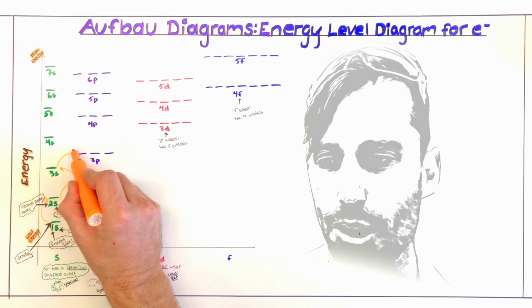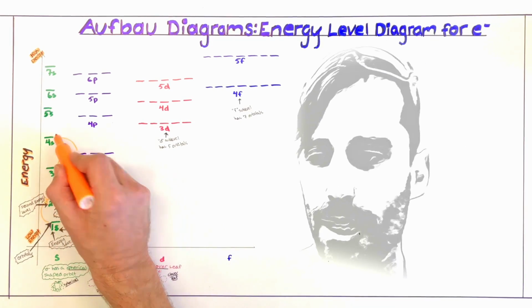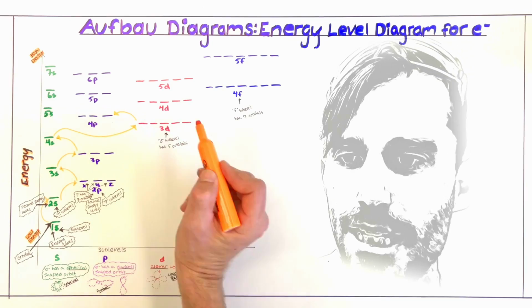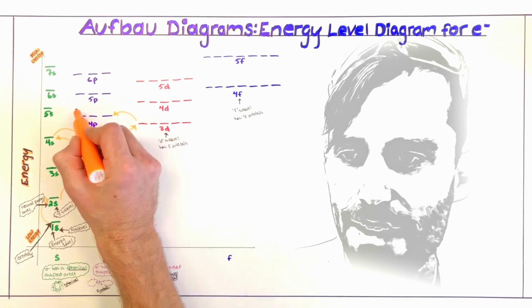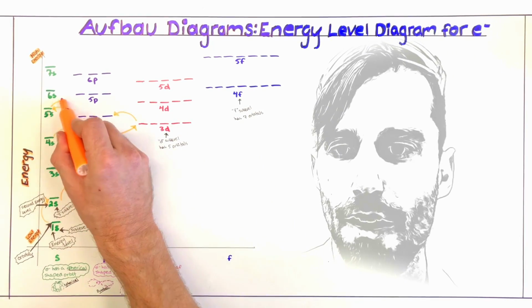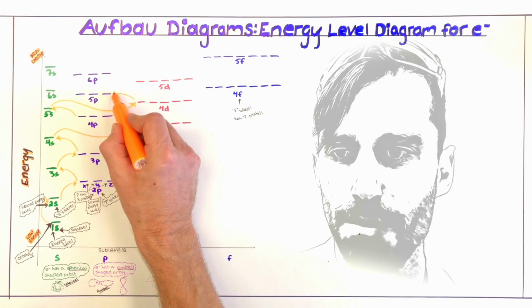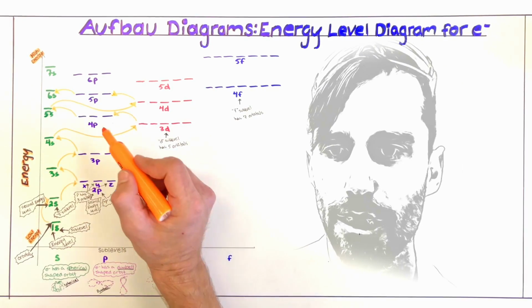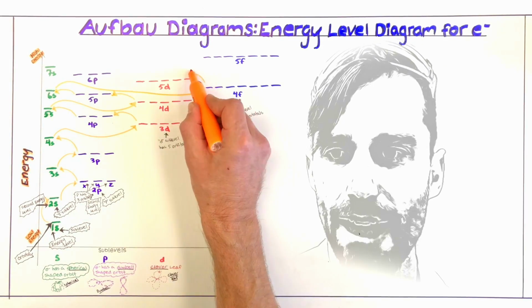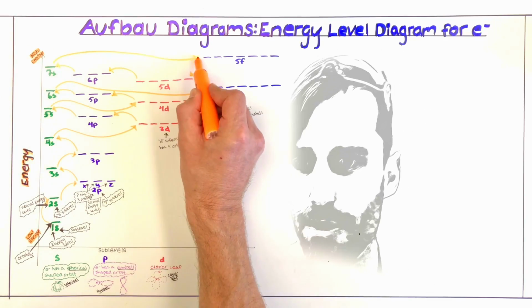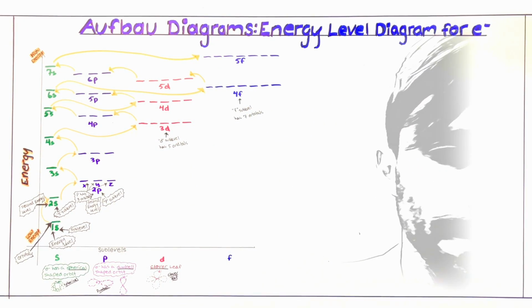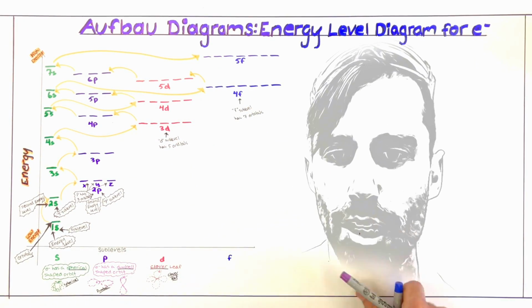And if we just go in order here, it goes 1s, 2s, 2p, 3s, 3p, 4s, 3d, 4p, and then 5s, 4d, 5p, 6s, all the way over to 4f, 5d, 6p, 7s, all the way over to 5f. So that's the order of filling.